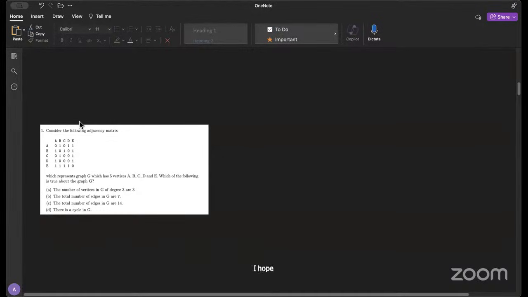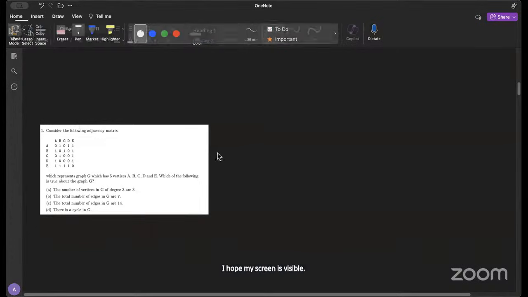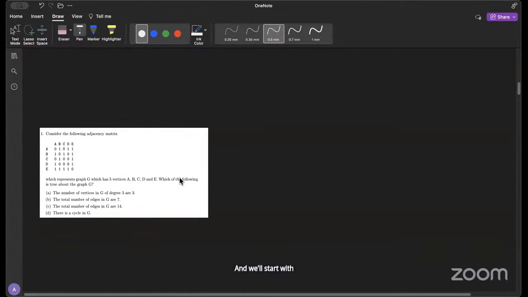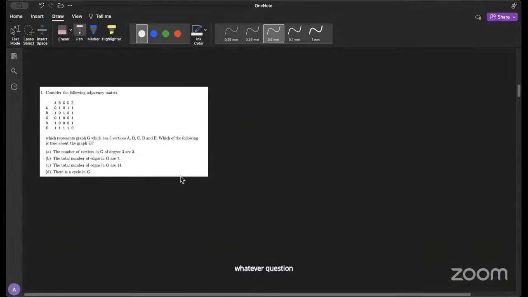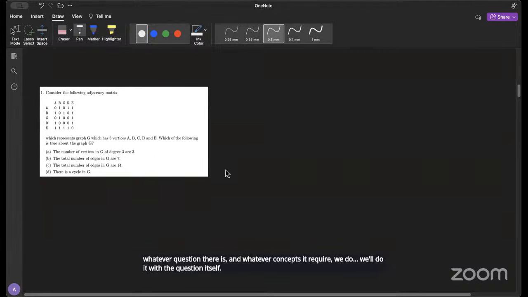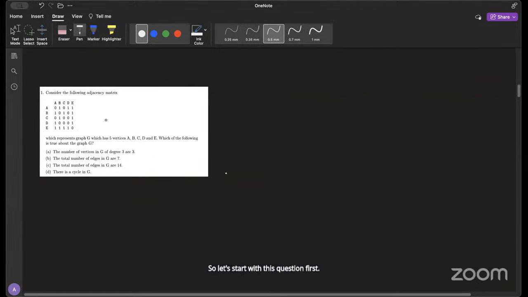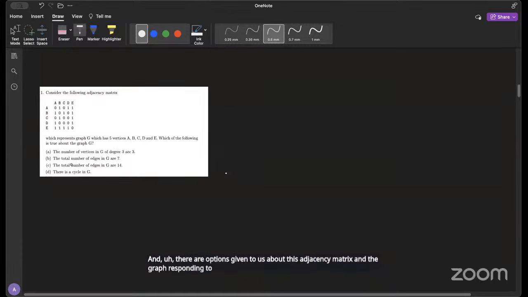I hope my screen is visible, and we'll start with the adjacency matrix. Whatever question there is and whatever concepts it requires, we'll do it with the question itself. So let's start with this question first. We have an adjacency matrix in this question, and there are options given to us about this adjacency matrix and the graph corresponding to this adjacency matrix.